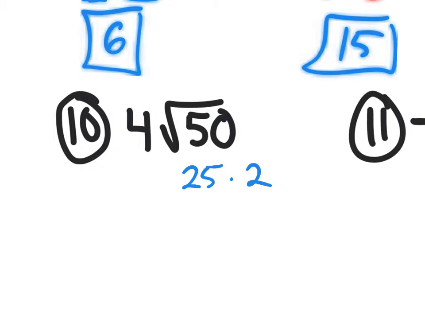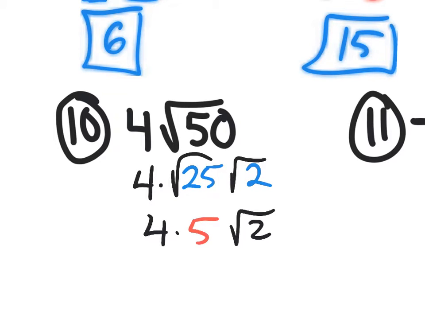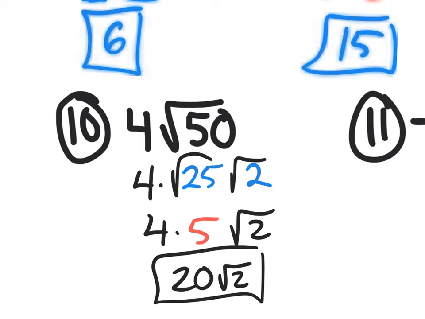And when I split the root, I will be able to do the square root of 25, but let's not forget about the 4 that's out there in the front. So I really have 4 times the square root of 25, but we all know that the square root of 25 is really 5, so I really have 4 times 5, and of course I bring down the square root of 2. So 4 times 5 is 20. Bring down the square root of 2. That's your final answer for number 10.